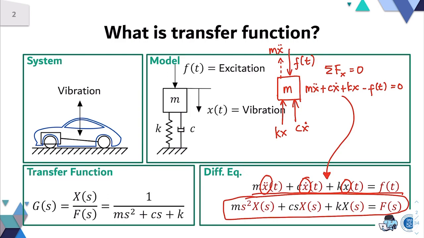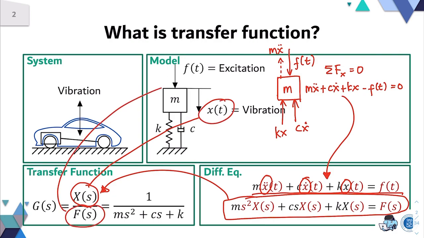Based on this equation, we can arrange X(s), where X(s) is the Laplace transform of x(t), of the vibration, and F(s) is the Laplace transform of the excitation. So it is equal to 1 divided by m s squared plus c s plus k. This function is called the transfer function. So transfer function is another way we represent the dynamic characteristic of the system.